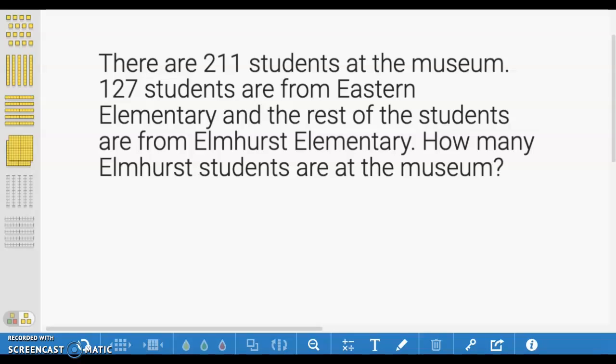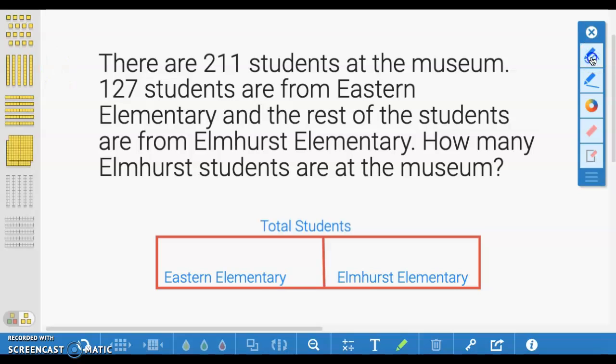Since this is a part whole, one part unknown, I know I can use a bar model to help me figure this out. In this bar model, we can go ahead and put that there are 211 total students at the museum, and we know that there are 127 students from Eastern Elementary. We need to figure out how many students are from Elmhurst Elementary, and I know I can do this by writing this subtraction problem. 211 minus 127.